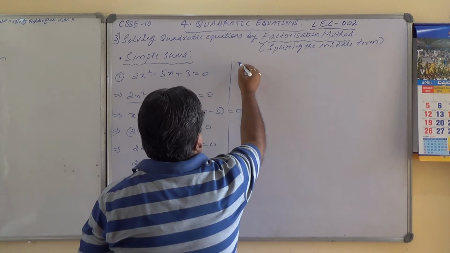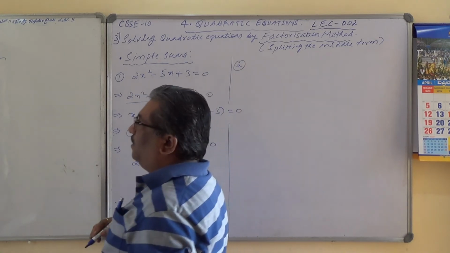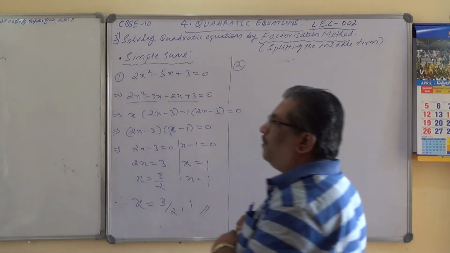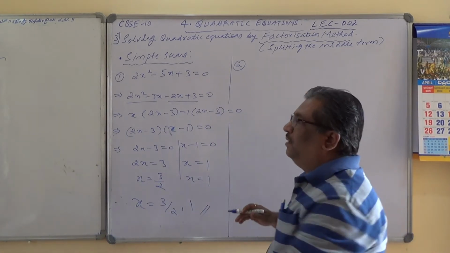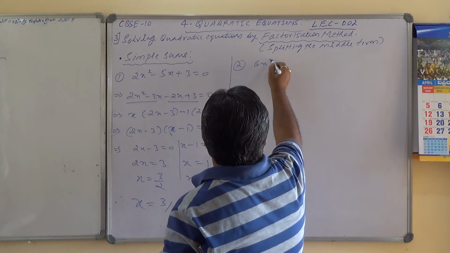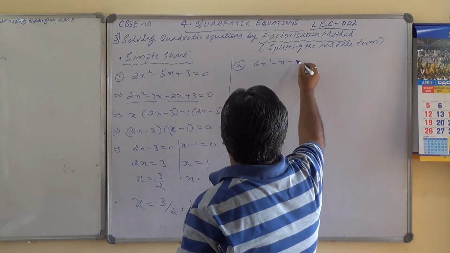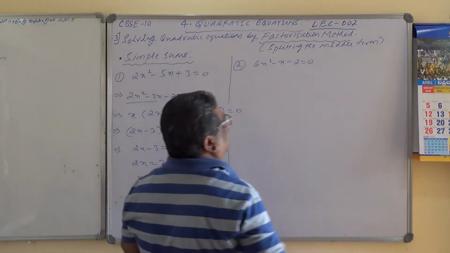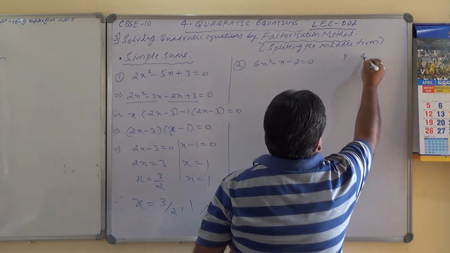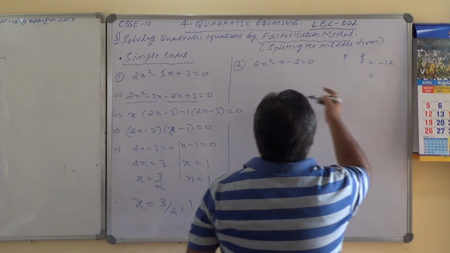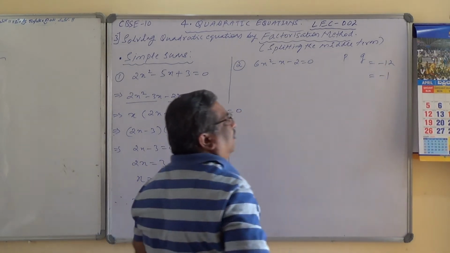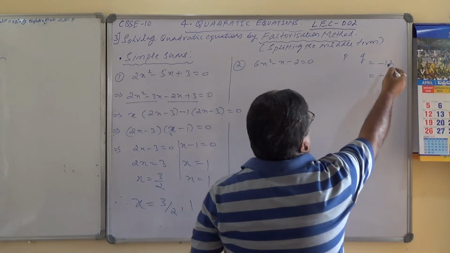This is serial number 2. Next example I take. Let us take example 4. Serial number, please don't bother. 6x square minus x minus 2 equals 0. Let's see here. I require P and Q, two numbers such that 6 into minus 2 is minus 12, and here I should get minus 1. So what are the factors of this?